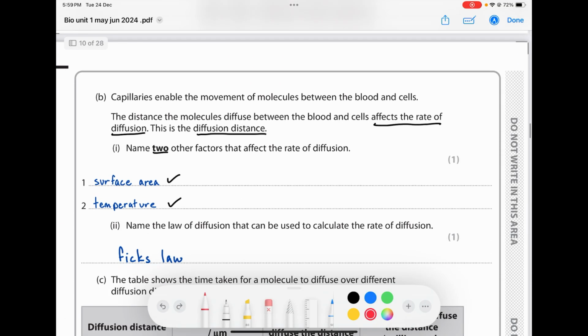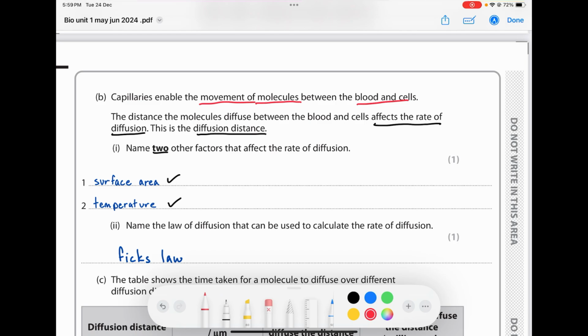Now, capillaries enable the movement of molecules between the blood and cells, okay? So the distance the molecules diffuse between the blood and cells affects the rate of diffusion. This is known as the diffusion distance. They asked us to name 2 other factors that affect the rate of diffusion. Now we have surface area, we have temperature, we have concentration gradient.